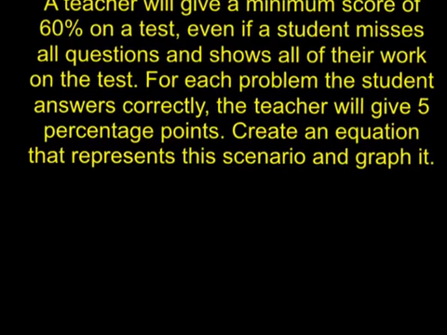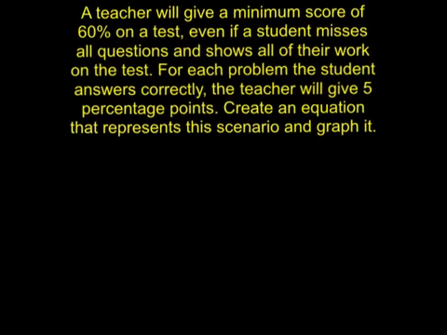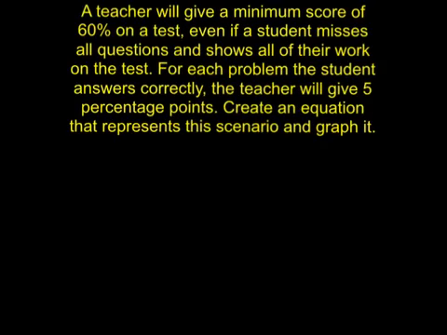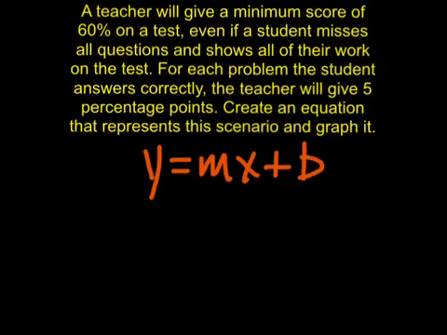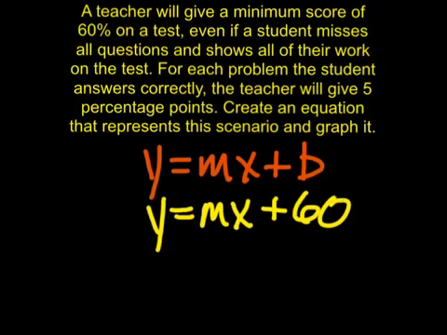Alright, so we'll move this up here, shorten it up a little bit. If they get a minimum score of 60 no matter what, remember you have to put your equation in y equals mx plus b form. So if they're going to get a 60 added on to what they get no matter what, as long as they show their work, where should the 60 go in this equation? Yes, B. So here we go. We've plugged in B, and we're going to make that 60.